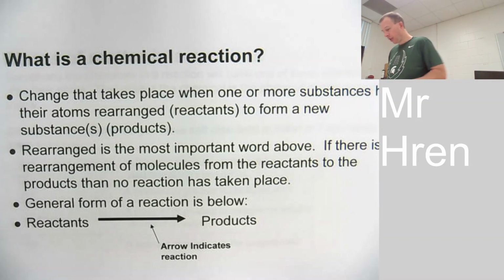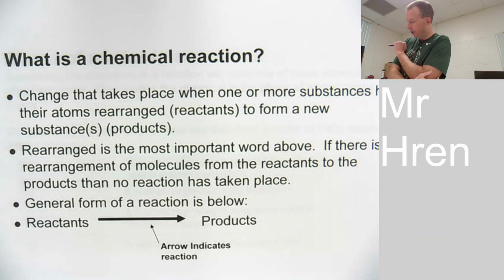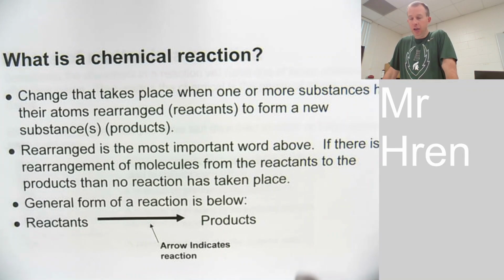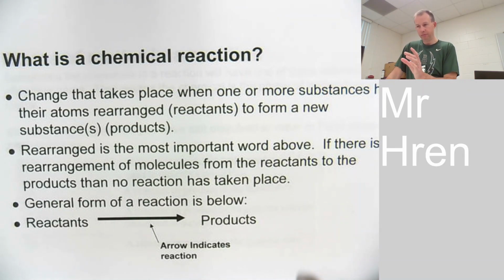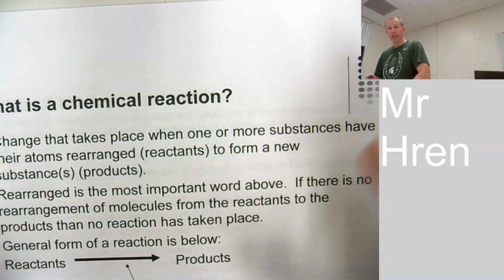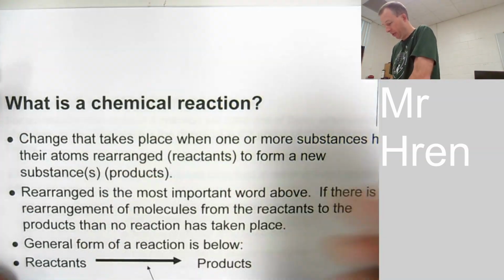So, chemical reaction. What is a chemical reaction? Well, it's basically a change that takes place over the course of time when you have one substance. They can be fast, they can be slow, but it's when one substance has its atoms rearranged to form some new substance.